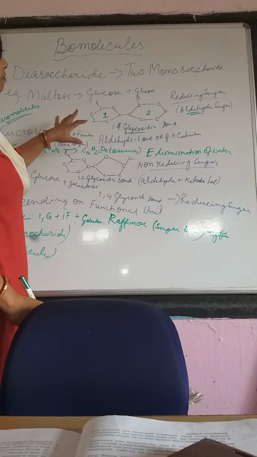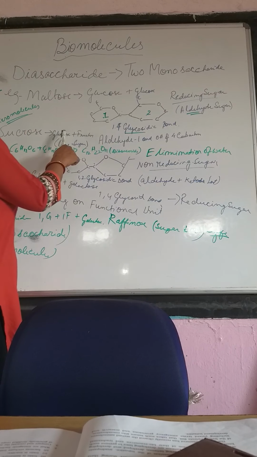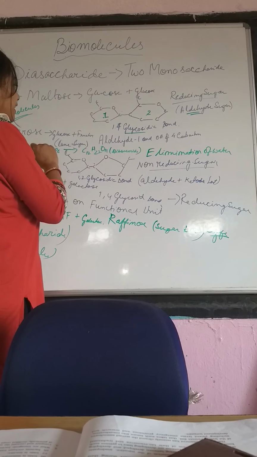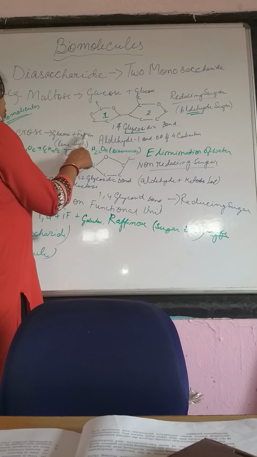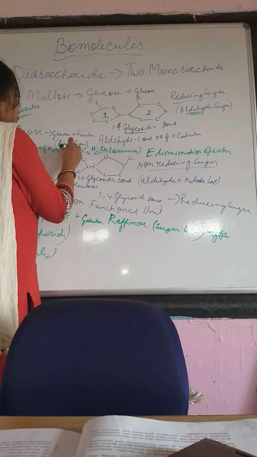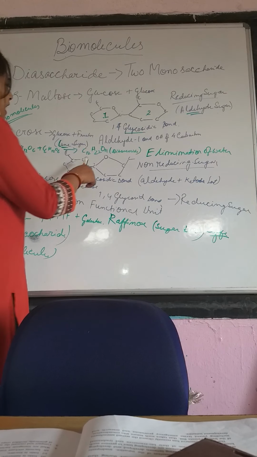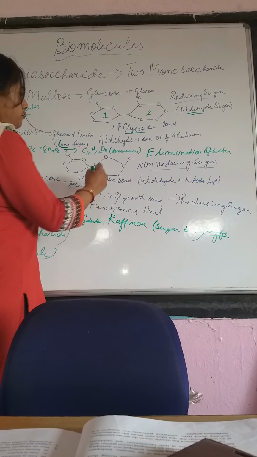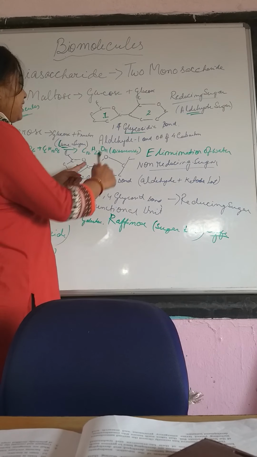Now, second case, we have the sucrose molecule. Sucrose is again a disaccharide, made up of one molecule of glucose and one molecule of fructose. Glucose has the aldehyde and one OH. Glucose and fructose together form cane sugar. What is cane sugar? It is extracted from sugar cane. The second molecule is fructose and this is glucose.